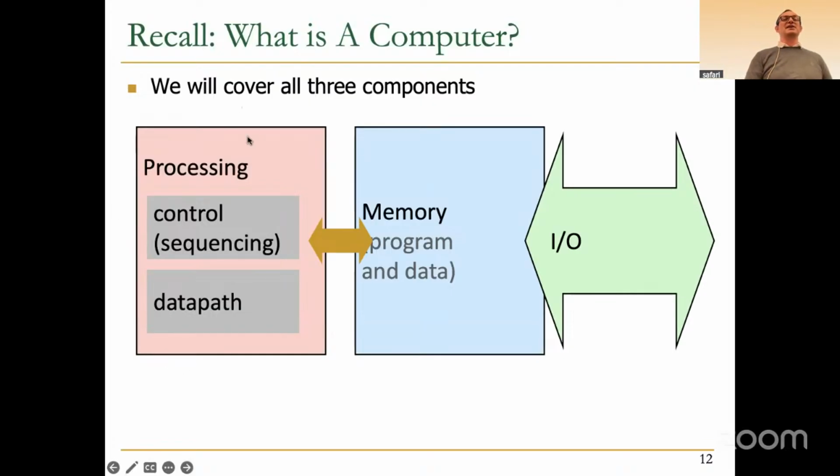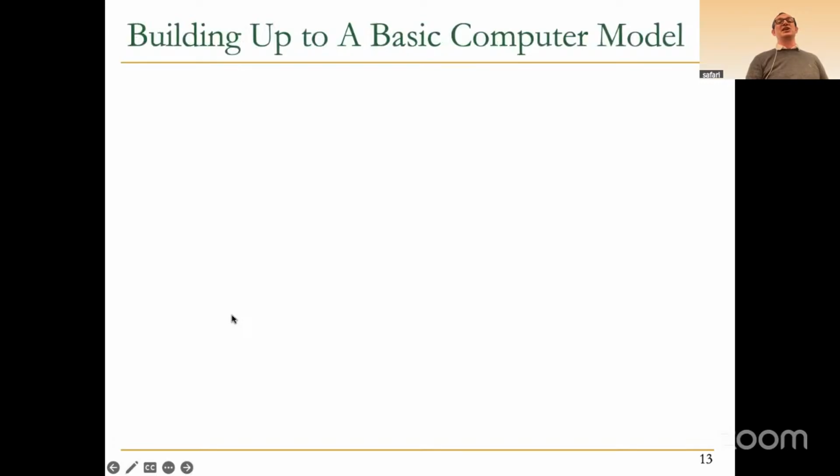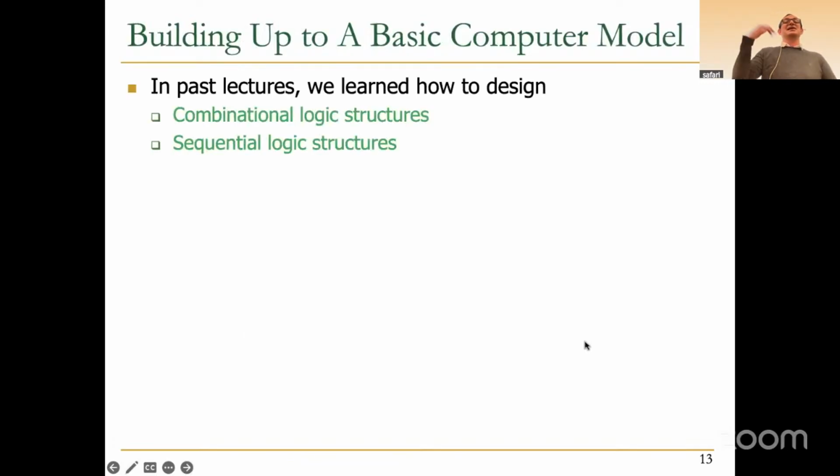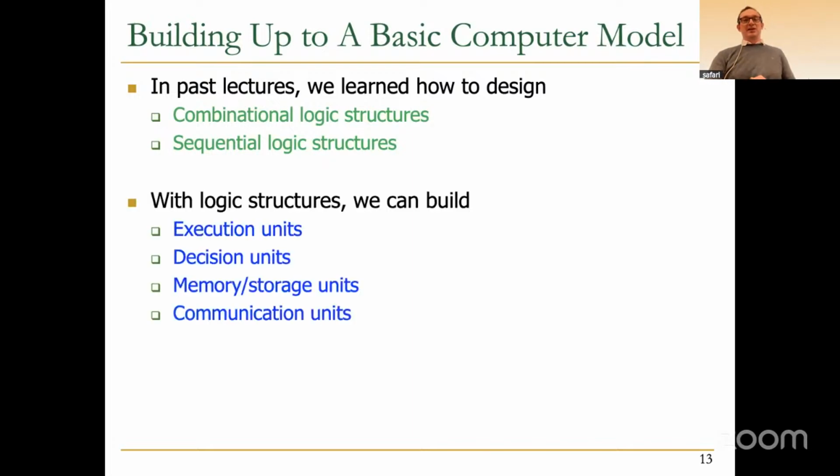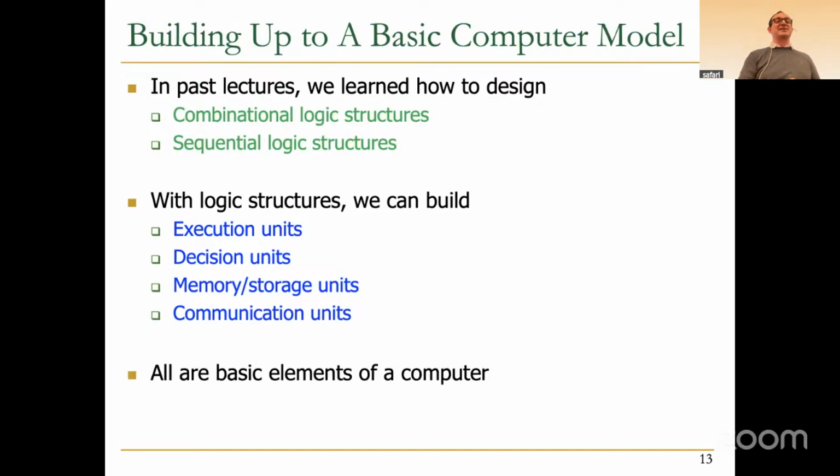We will cover all of these components. We'll cover processing, memory, and communication, but we'll especially focus on processing initially. And for this to work, we need a model of computation. Basically, in past lectures, we learned how to design combinational logic structures, sequential logic structures. With those logic structures, we showed that you could build an ALU, arithmetic logic unit, execution units, basically. We could build a decision unit, for example. We could build memory storage units. We could build communication units. We've seen examples of this. All of these are basic elements of a computer.